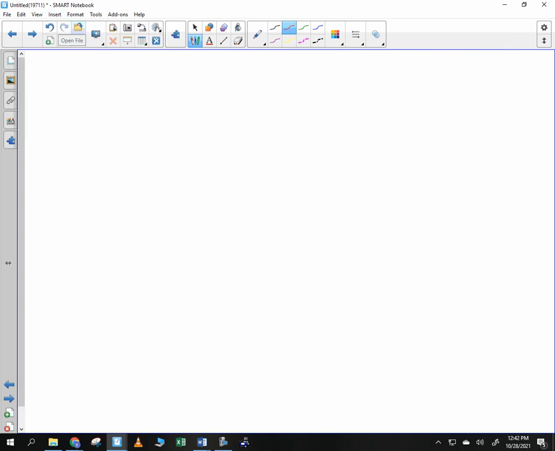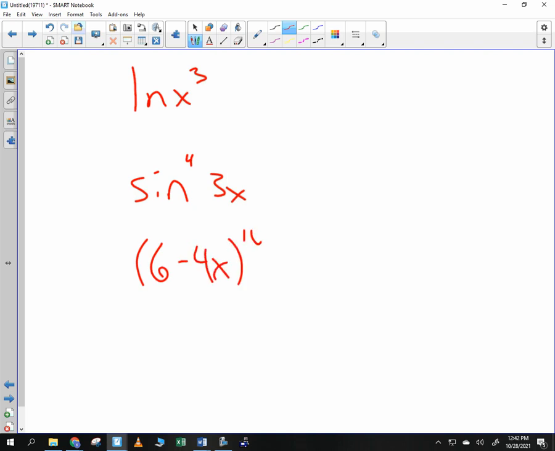But here's something that you start to do that you can't just do, okay? Let's make sure we understand this. Natural log of x cubed, sine to the fourth of 3x, and 6 minus 4x to the 10th, okay? So, true or false? I could bring this 3 out front. Yeah, 3 natural log of x.